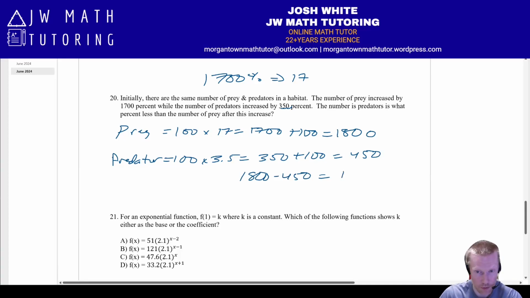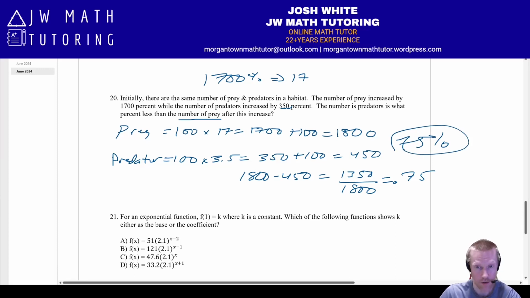1,800 minus 450 is 1,350. The number of predators is 1,350 less than the number of prey. To convert that to a percentage, we divide by the number of prey, because that's what's listed second in this expression. So 1,350 divided by 1,800 comes out to 0.75. As a percentage, that's 75%. So the correct answer for this one is 75%.